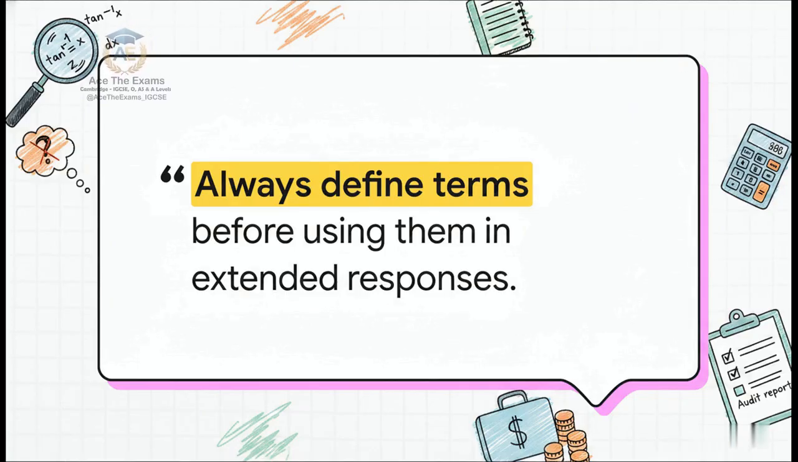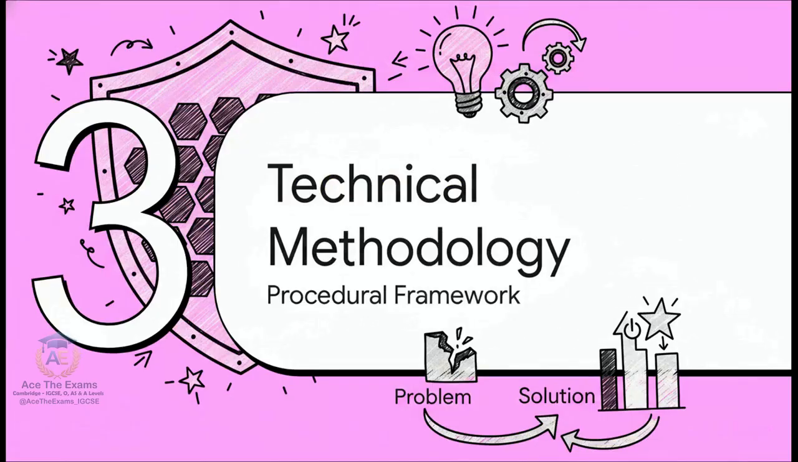If you don't define your terms or show your intermediate steps, you are effectively hiding your financial workings from the auditor. And let me tell you, in this boardroom, hidden workings equals 0 method marks. All right, Section 3, the structural power-up. Let's build out your technical methodology.